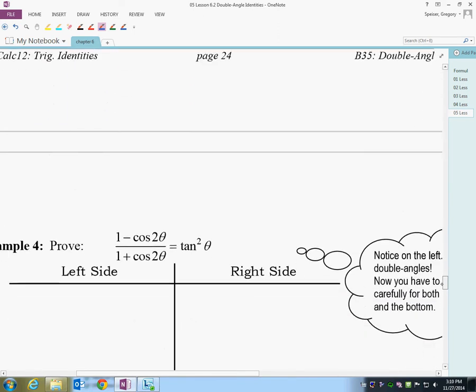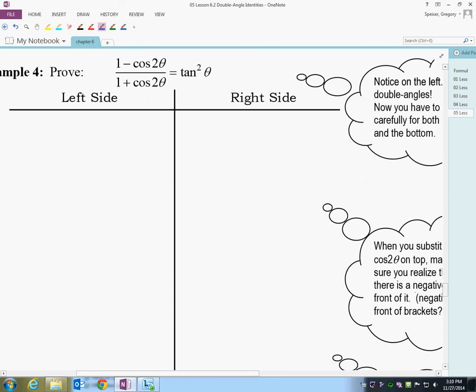Let's try our example number 3. We have 1 minus the cos of 2 theta and 1 plus the cos of 2 theta. And again, we're going to be trying to choose good examples for the cos of 2 theta. So we're thinking ahead. We want to get sine squared over cos squared. So if I write left-hand side, 1 minus cos 2 theta over 1 plus cos 2 theta, I want eventually for it to look like tan squared theta.